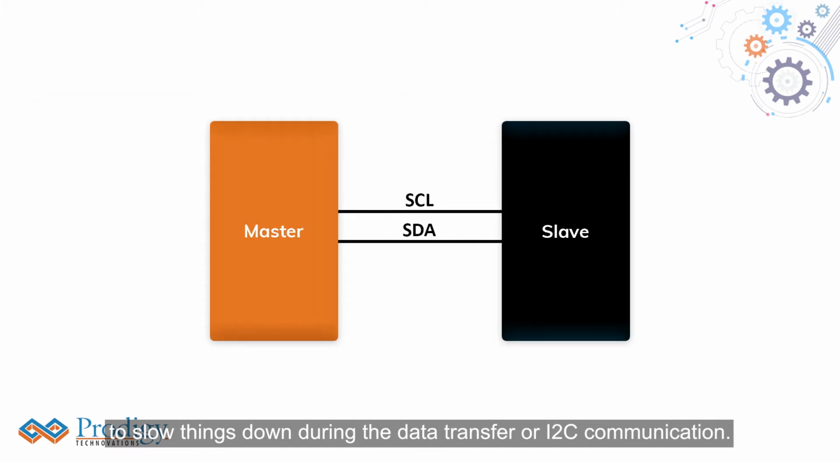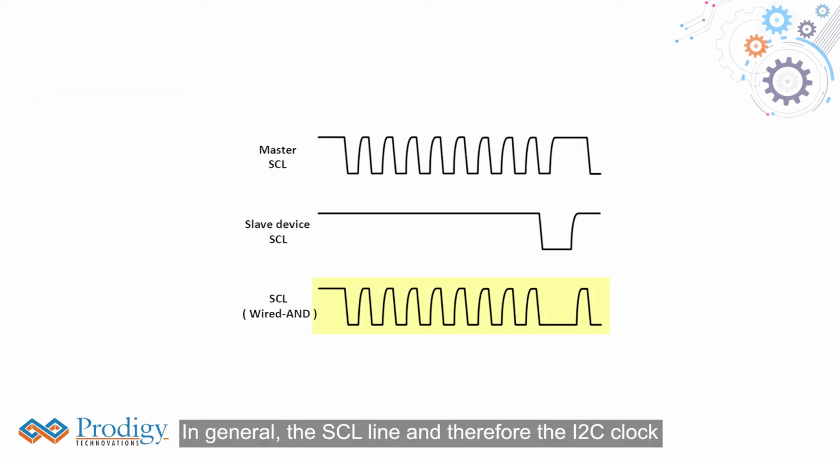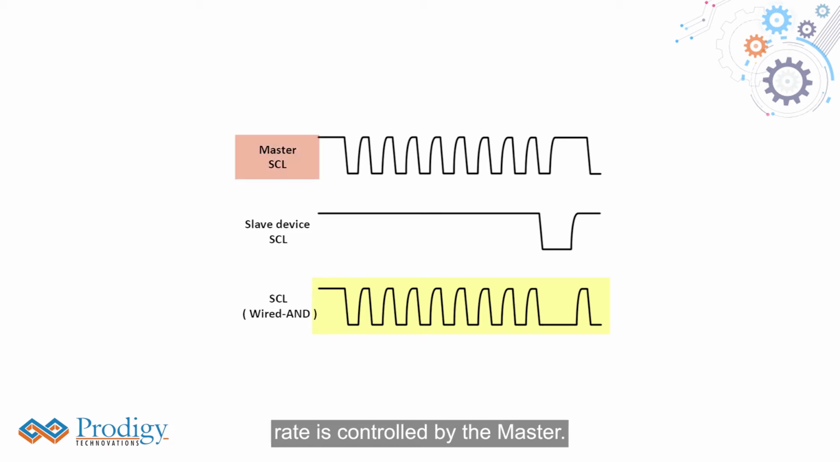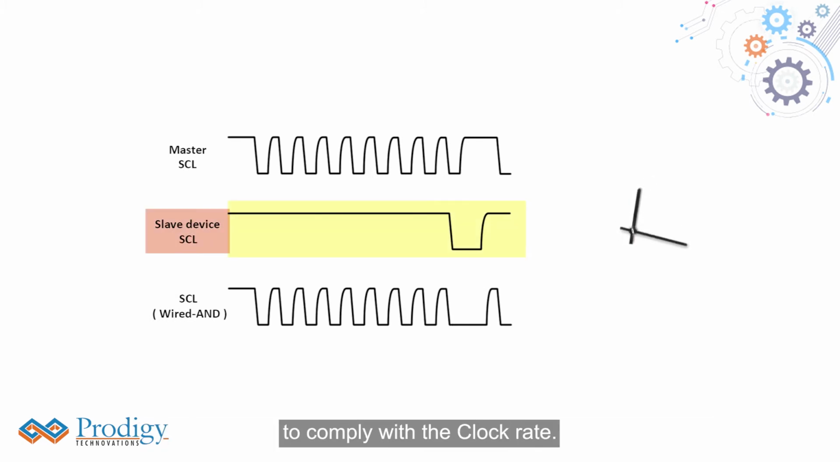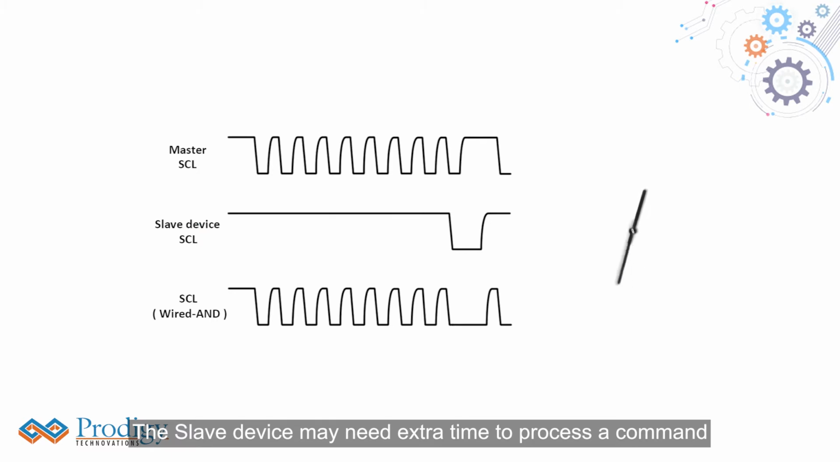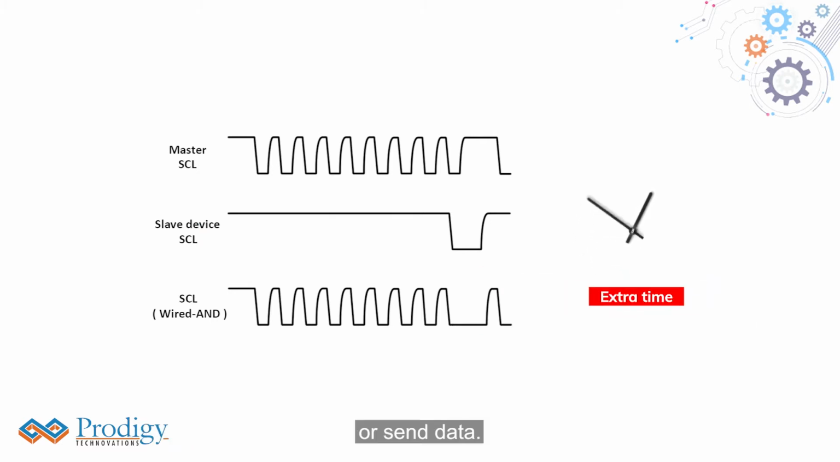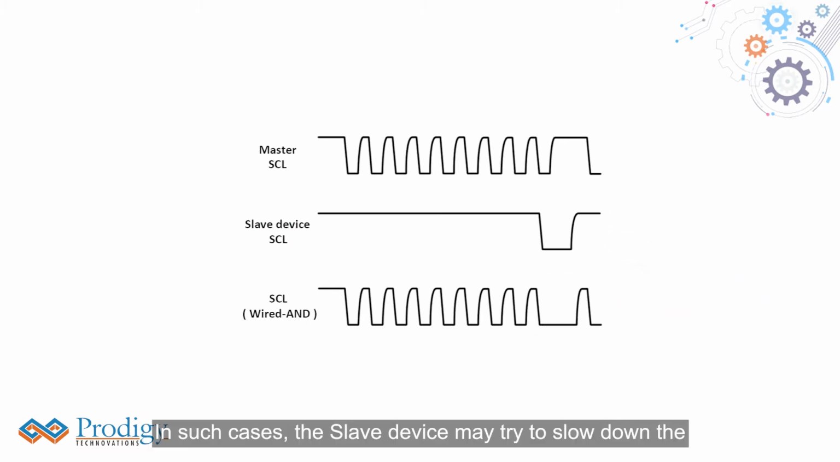I2C communication. In general, the SCL line, and therefore the I2C clock rate, is controlled by the master. However, there may be times where the slave device is unable to comply with the clock rate. The slave device may need extra time to process a command or send data. In such cases, the slave device may try to slow down the communication or data transfer through clock stretching.